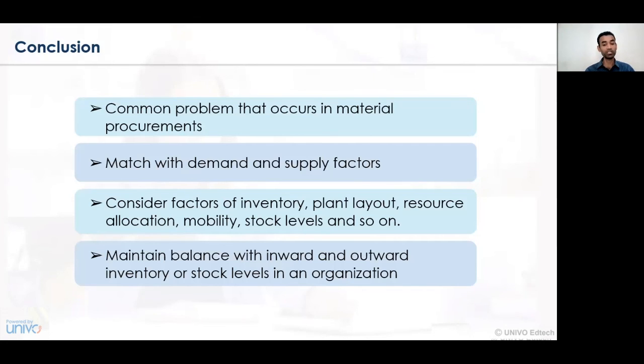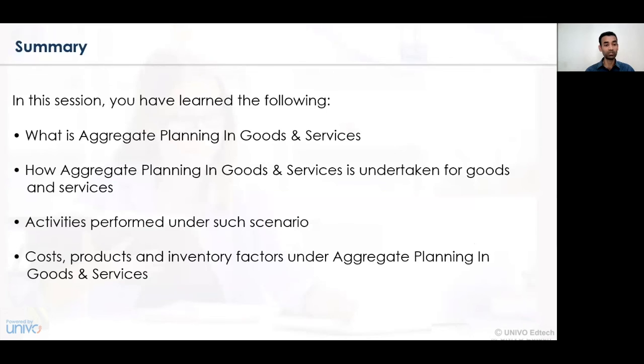The factors with respect to inventory, plant layout, resource allocation, mobility, stock level, and so on always need to be maintained in a balanced way, and accordingly all those activities need to be performed as and when the need arises. So controlling of the stock level, that is inventory management, is essentially important.